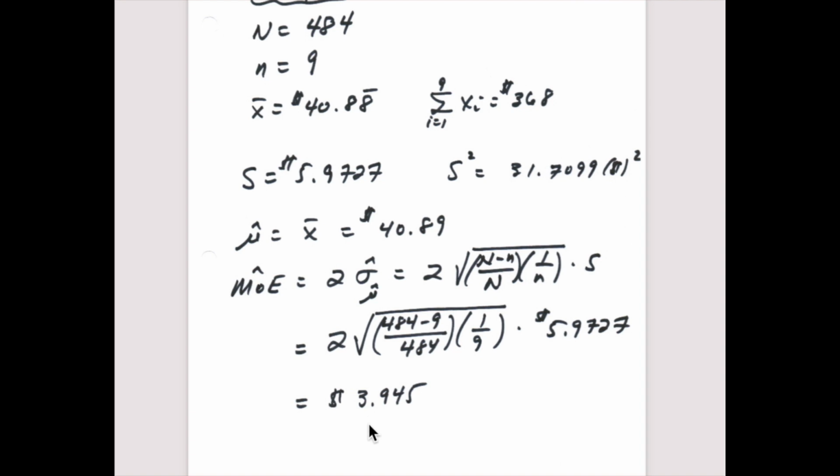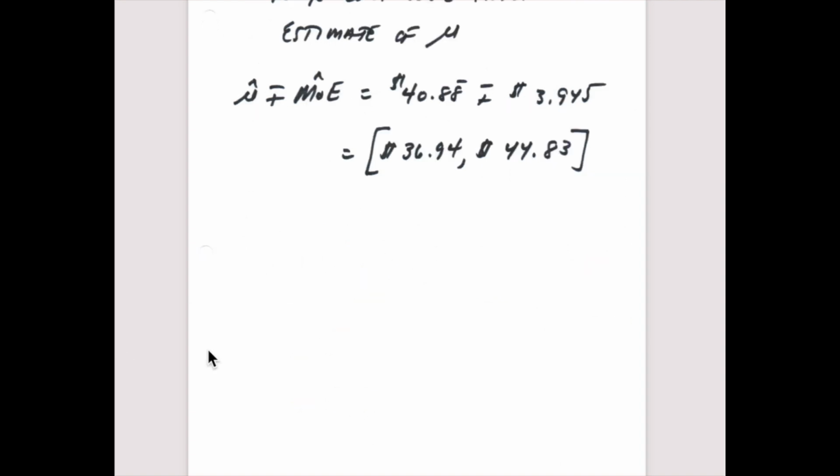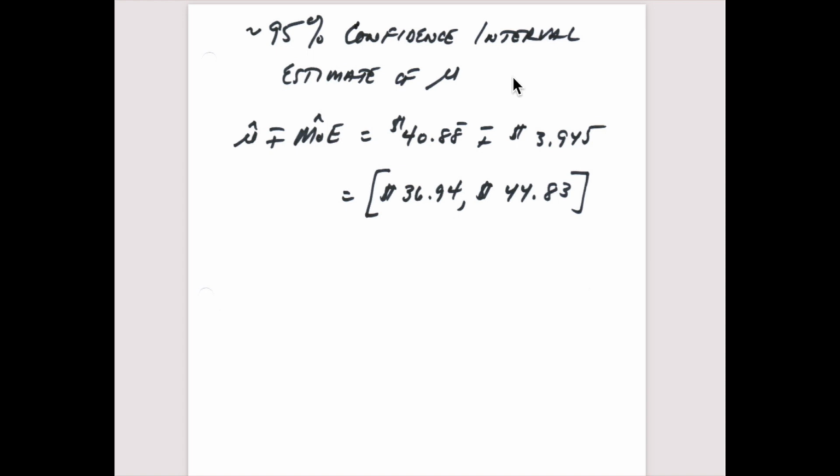And so now that we have the point estimate of the population mean and the approximate 95% margin of error associated with that point estimate, we can construct the approximate 95% confidence interval estimate for mu. $40.89 plus or minus $3.945. And so we get a 95% confidence interval estimate that ranges from $36.94 up to $44.83. Again, we can say that we are 95% confident that the average amount due is between $36.94 and $44.83.